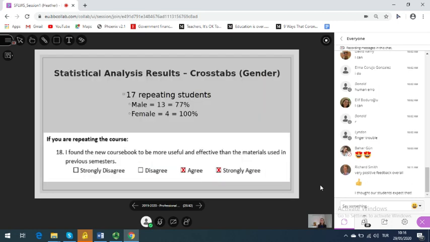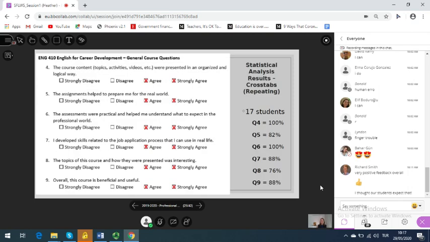And then we had question 18. Even though only 17 repeating students answered this question, I still broke it down. And you can see all of the females, all the girls liked the new book in a positive sense, and only about 77% of the dudes did. But still, pretty good. Anything above 70 is a CC, and that's passing, right? So that was pretty good.